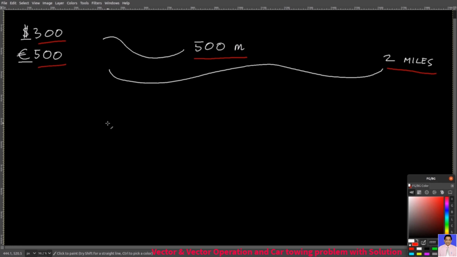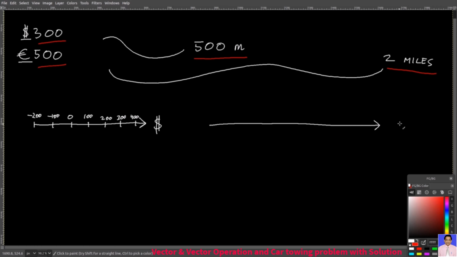So if we think about money, then I can have an axis here, and let's say it's a dollar axis, and here you have some numbers for how many dollars you could have. Or let's say I draw another axis, which is the euro axis, and here are the numbers. And so if I have $300, then I'm here. And if I have 500 euros, then I'm here. As you can see, you don't need more than one dimension in order to tell me how much money you have.